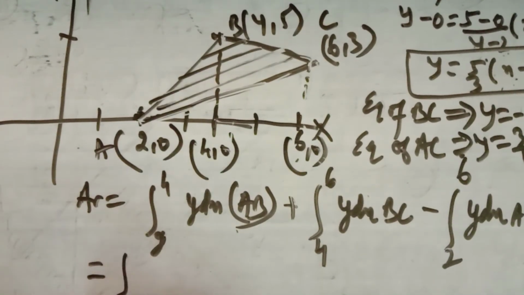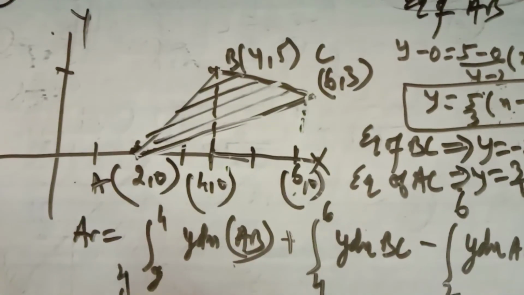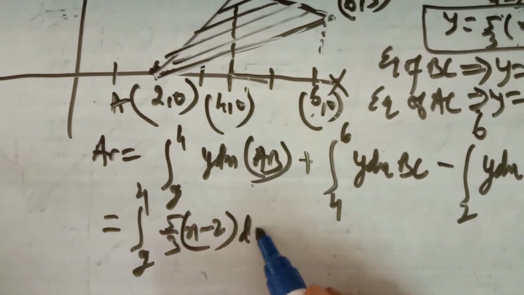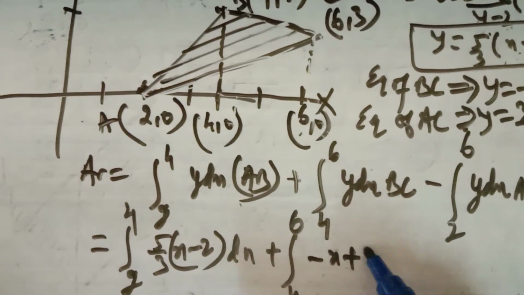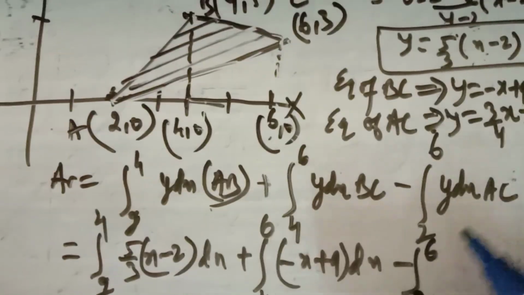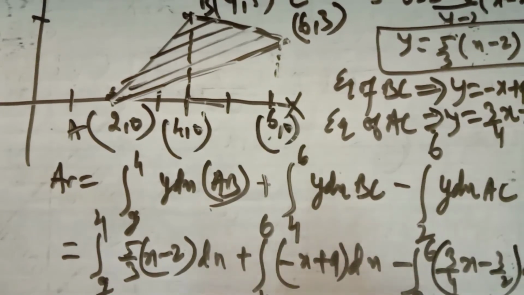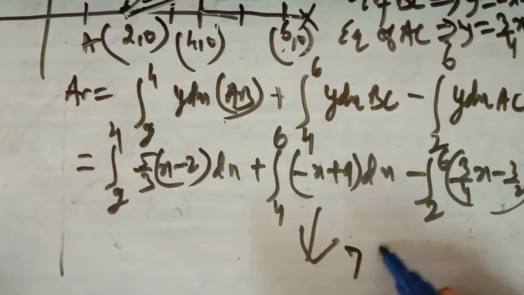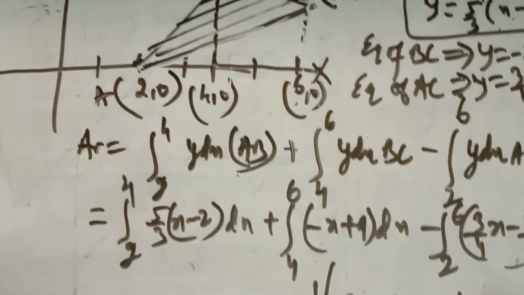So you can put them here. It will be from 2 to 4, y of AB is 5 upon 3 x minus 2, plus from 4 to 6, y of BC is minus x plus 9 with respect to x, and minus y of AC, which is 3 upon 4 x minus 3 upon 2, with respect to x. Integrate this, upper limit minus lower limit, and you will get the area as 7 square units. So this is the question.